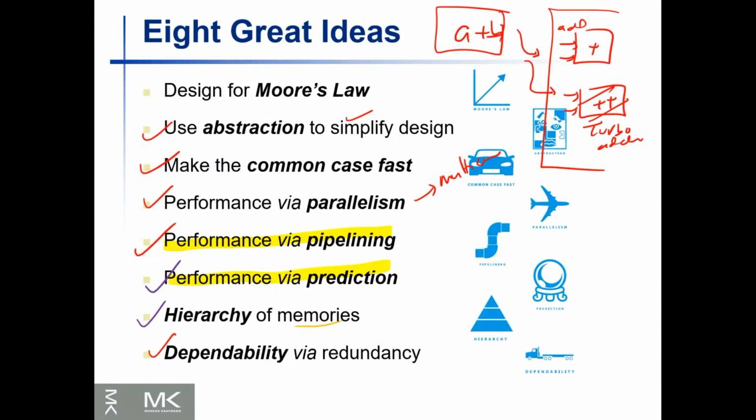Redundant means not needed. Why do we need this not needed thing? Because we want to have dependability. Dependability means that if one fails, we have a backup. Why do we need to back up our data to an external drive?